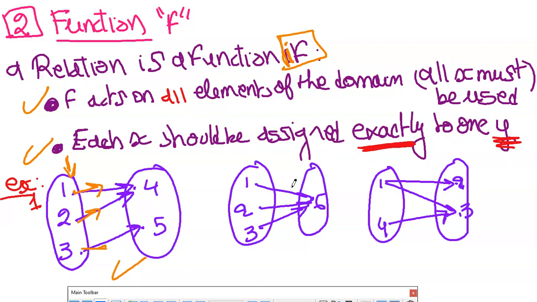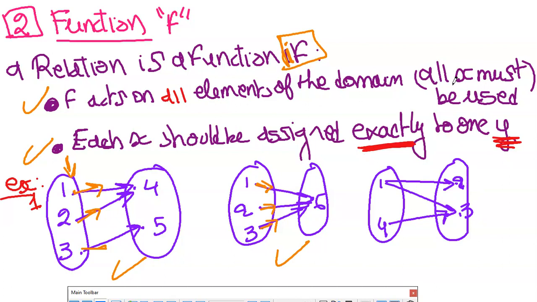Let's go to the second figure. Is it a function? I look at x. Am I using all the x's? Yes, I'm using all the x's. Excellent. And do we have one arrow going out from each x? Yes. So I'm using all the x's, and for each x you have exactly one y. So the two conditions are verified. So it's a function. Excellent.